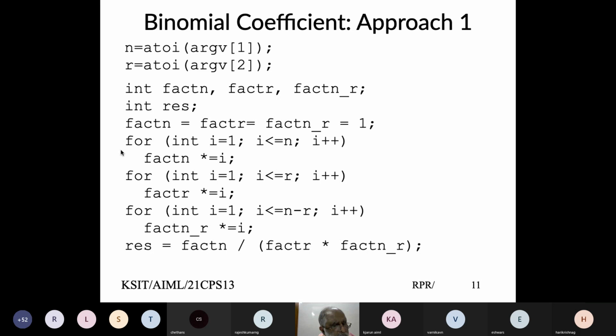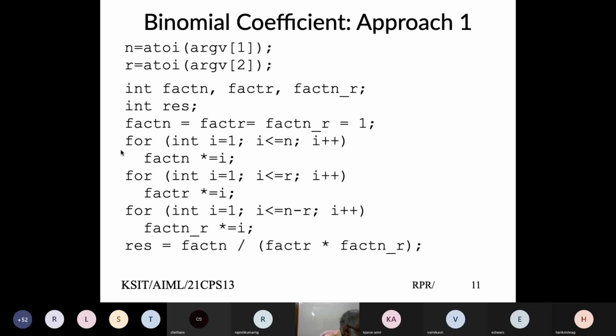Any doubts or questions about this part? Now, if you notice, this program would work for certain values, but if I'm trying to compute, let's say, binomial 50, 5, this may not work.